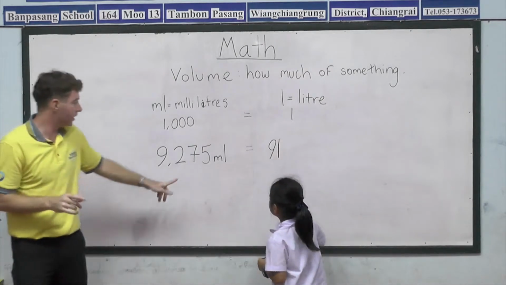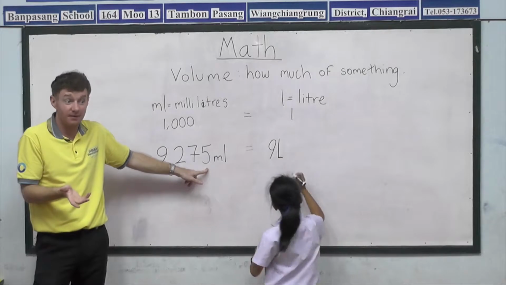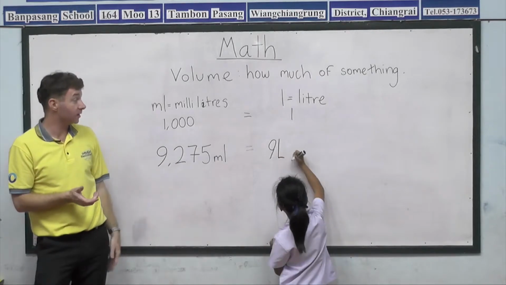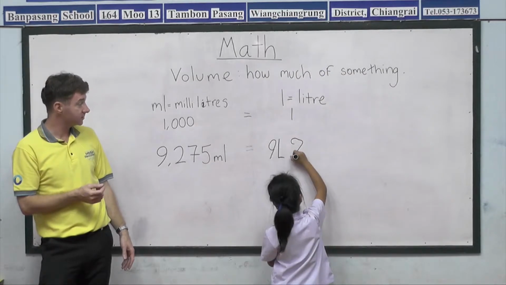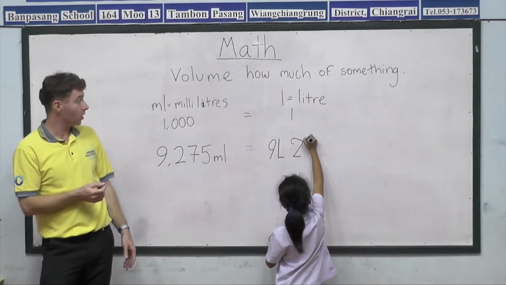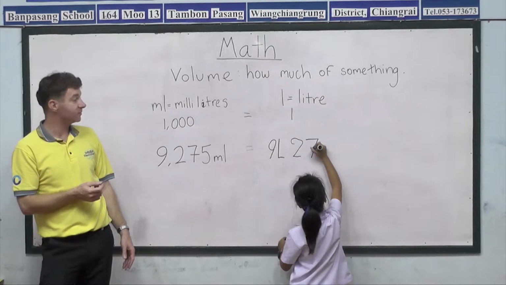But then we can't just forget, can we? We can't forget 275 milliliters. We need to include 9 litres, 275.